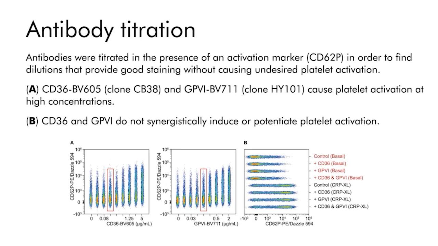The next 4 rows show CD62P expression on agonist stimulated platelets. There is no change with CD36 alone, GP6 alone, or the combination of CD36 and GP6. So we were happy moving forward with these particular reagents.